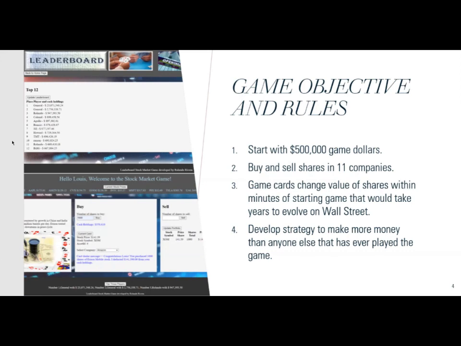It is. And there's just 4 basic things about the game. Number 1, you start with 500,000 game dollars. You spend all that to buy and sell shares in 11 different companies. Now, what differentiates this game from other simulators that are out there, the cards accelerate fluctuation in price that would take years on Wall Street to evolve.